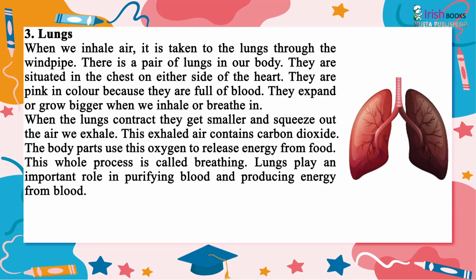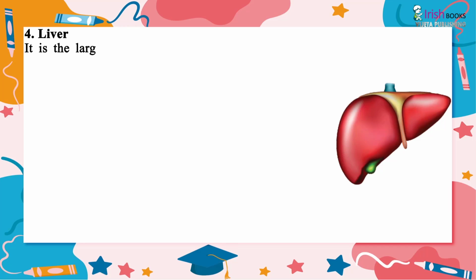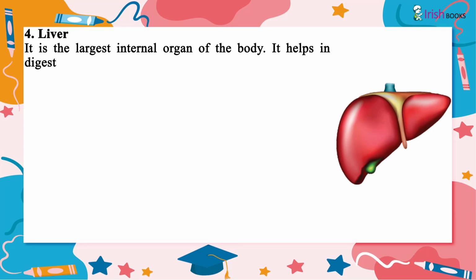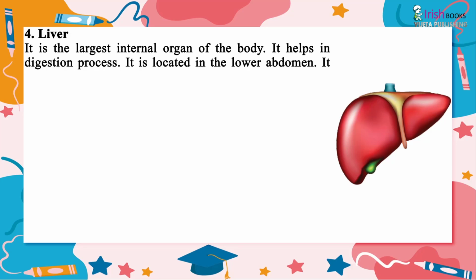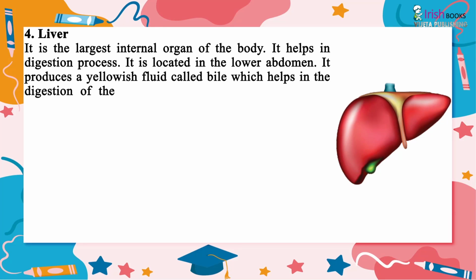Purifying blood and producing energy from blood. Number 4. Liver. It is the largest internal organ of the body. It helps in digestion process. It is located in the lower abdomen. It produces a yellowish fluid called bile, which helps in the digestion of the food.